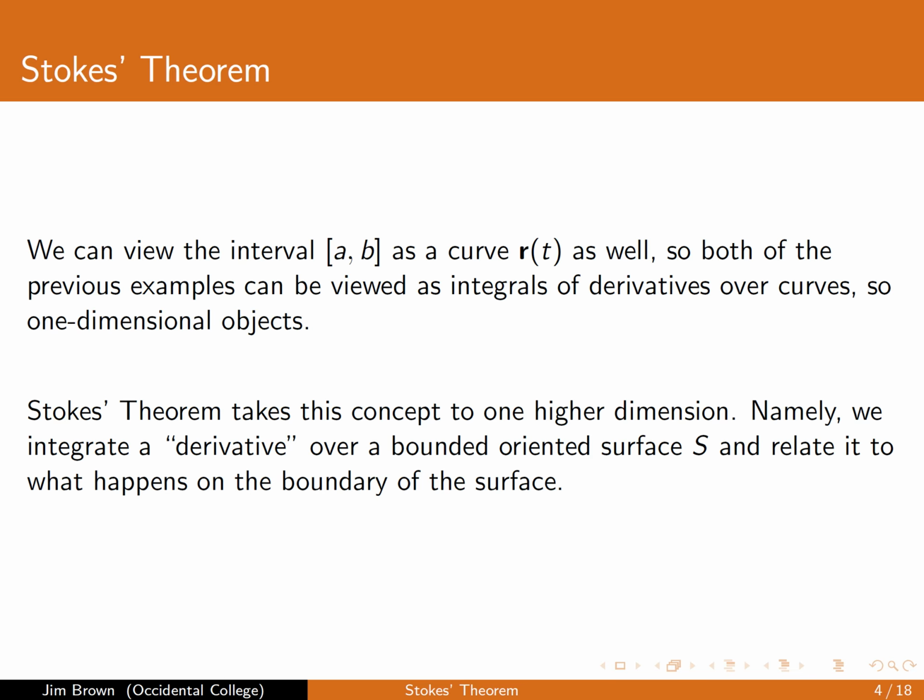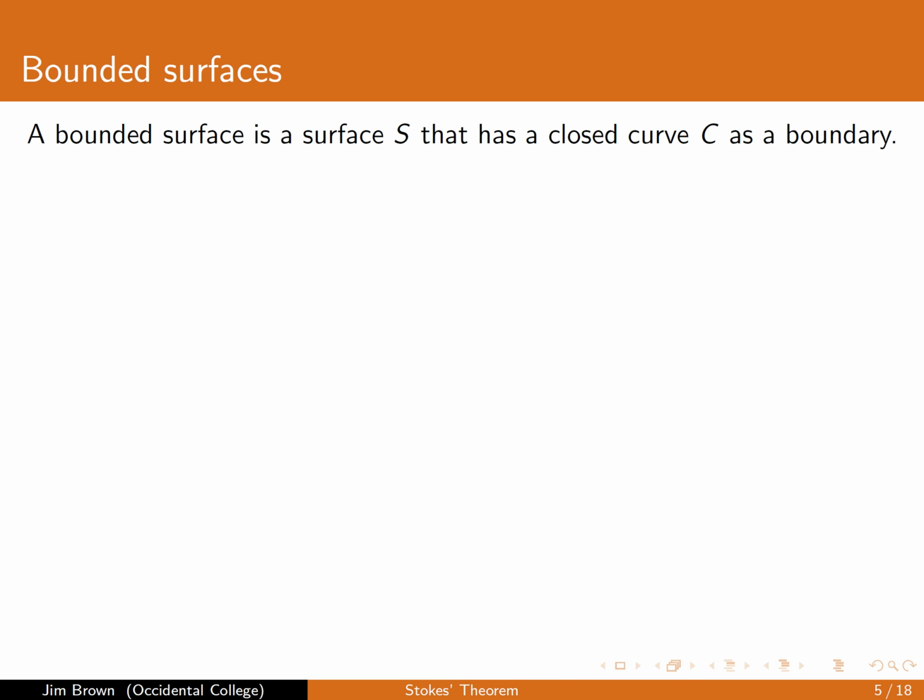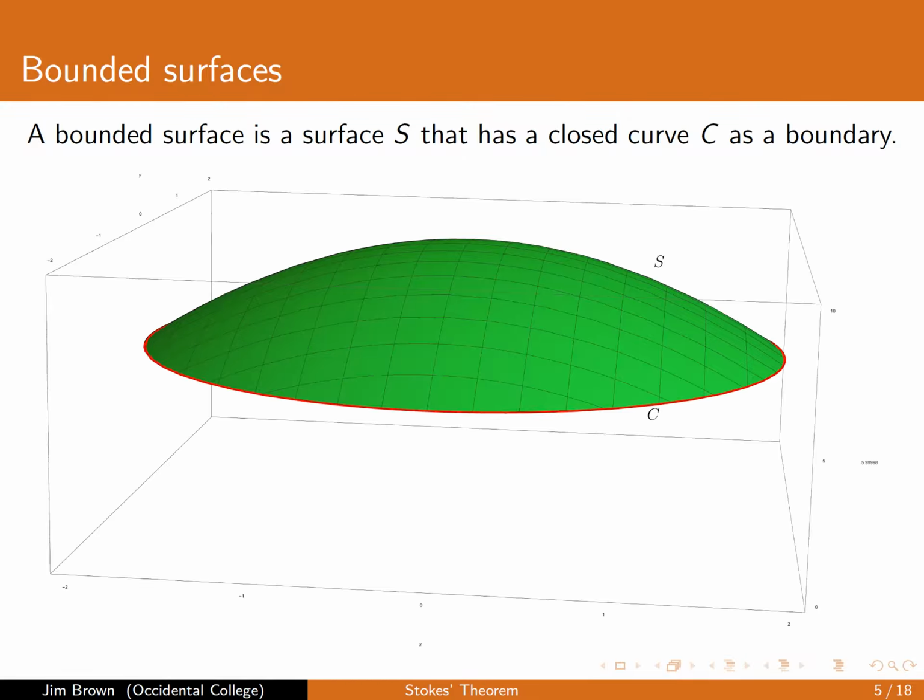So we need to talk a little bit about these objects we're going to work with. So the first thing we want to know, what is a bounded surface? Well, this is basically just a surface that has a closed curve as its boundary. So for example, we see the surface S here, the surface is in green. The curve C, which is in red, is the boundary of the surface. So it has an actual edge all the way around it. That's what we mean by a bounded surface.